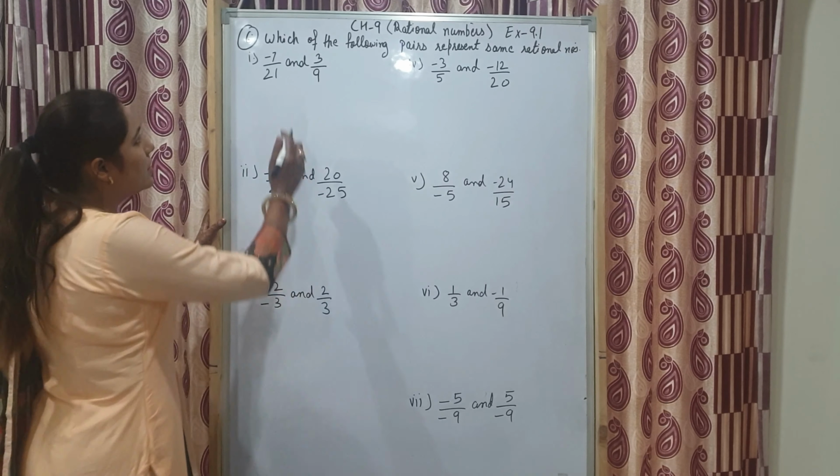25 upon 45. Now I will cancel it on the table of 5. So answer is 5 upon 9. Now third part, minus 44 upon 72. You can directly cancel it. I am cancelling on the table of 2. Again you will cancel it. It's not necessary to show the division. You can do it orally. So answer is minus 11 upon 18.